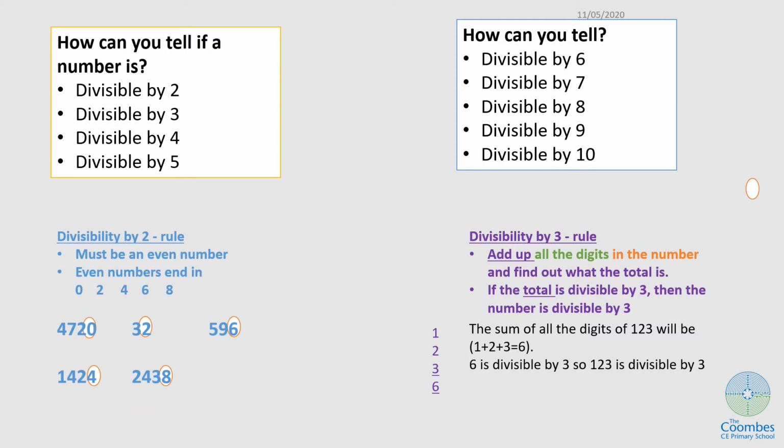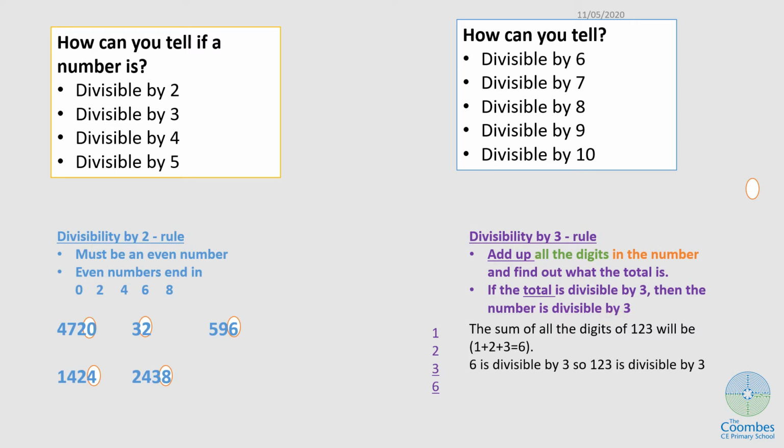Let's go to divisibility rule by 3. Now, for this rule, you have to add up all the digits in the number and find out what the total is. Now, if the total is divisible by 3, then the number is divisible by 3.